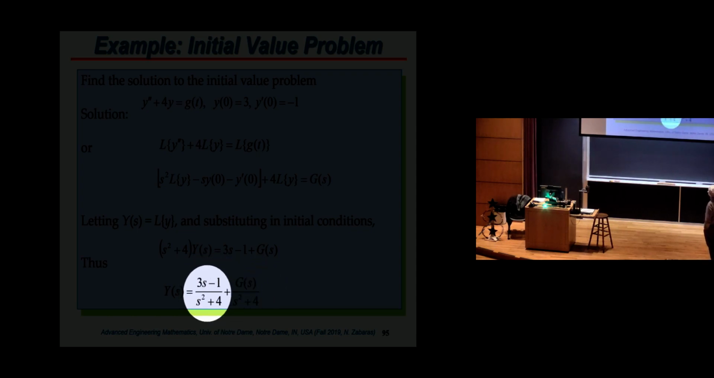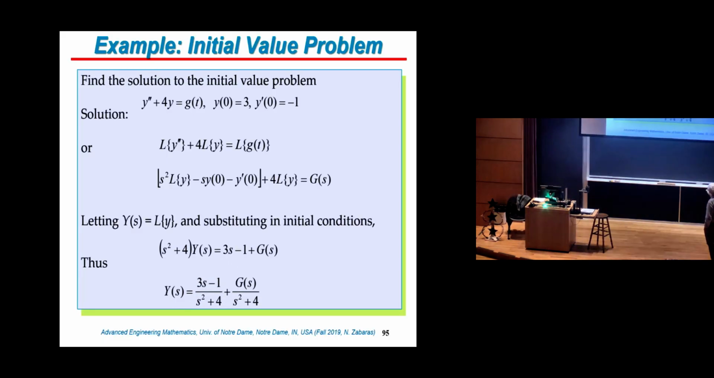Pay attention now that 3s minus 1 over s squared plus 4 actually does not involve the right-hand side at all. This is the only term that has the right-hand side, okay? So this term not only does not involve the right-hand side, but it involves the initial conditions from what I see. So can you guess, if you take the inverse transform of 3s minus 1 divided by s squared plus 4, you're going to get the solution of what problem?